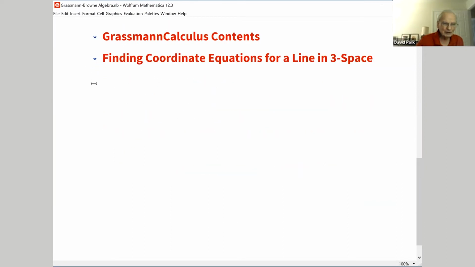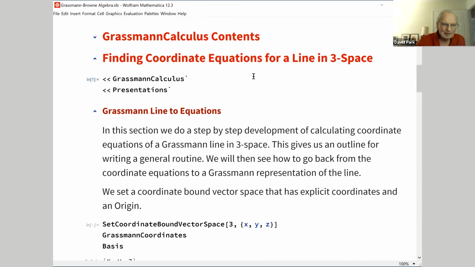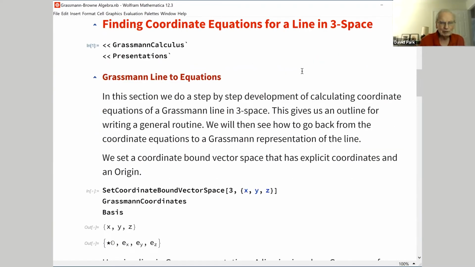So now I want to go into an example. In this section, we will do a step-by-step development of calculating coordinate equations of a Grassmann line in two spaces, a bit too simple. This gives us an outline for writing a general routine. We will then see how to go back from the coordinate equations to a Grassmann representation of the line.